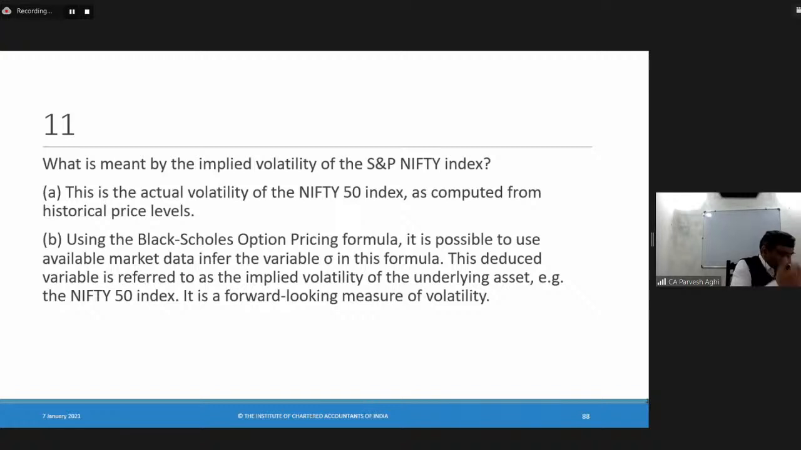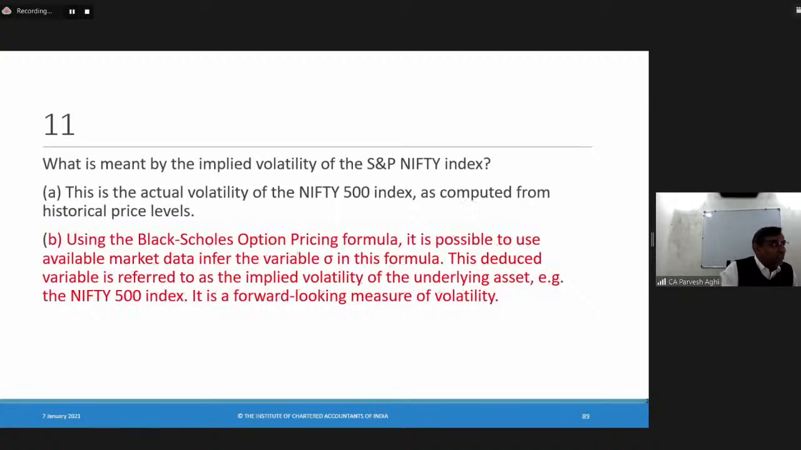If you remember, we did the implied volatility and the historical volatility. So basically, the answer here is B, which means implied volatility is nothing but the volatility calculated using the Black-Scholes option pricing formula. It is a forward-looking measure of volatility and not the historical. Historical volatility is something different from the implied volatility.